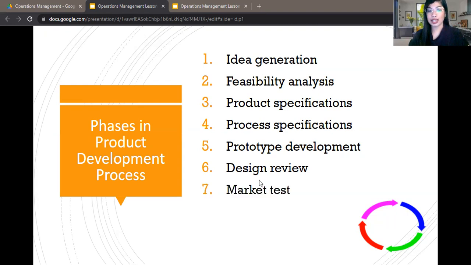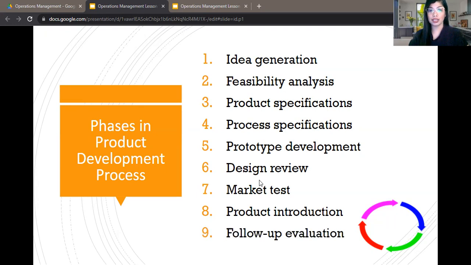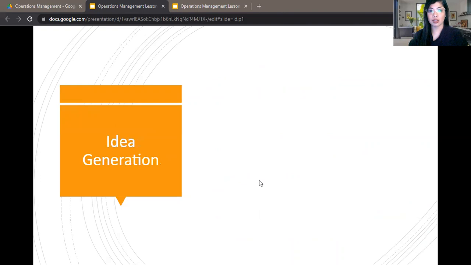Then next, we have the market test. A market test is used to determine the extent of consumer acceptance. If unsuccessful, the product returns to the design review phase, and this phase is handled by marketing. For the product introduction, the new product is promoted. This phase is handled by the marketing department. For the follow-up evaluation, based on the users' feedback, changes may be made or the forecast refined. This phase is handled as well by marketing. So these are the phases in the product development process.